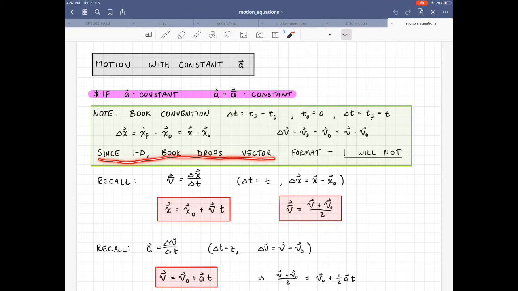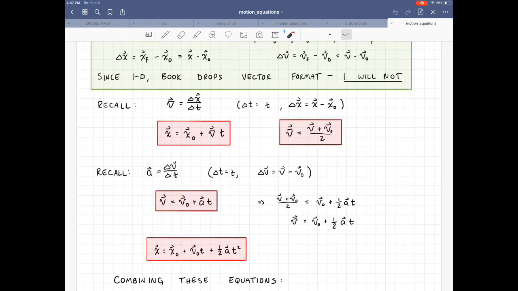I'll point out that since we're going to work in one dimension at first, the book drops the vector notation and the vector format for the kinematic equations in 1D. I'm not going to do that. I'm going to try to keep the vector notation around as long as possible to emphasize that all of these quantities are vector quantities. But the book is going to drop the vector notation, so keep that in mind. All right, so let's get started.